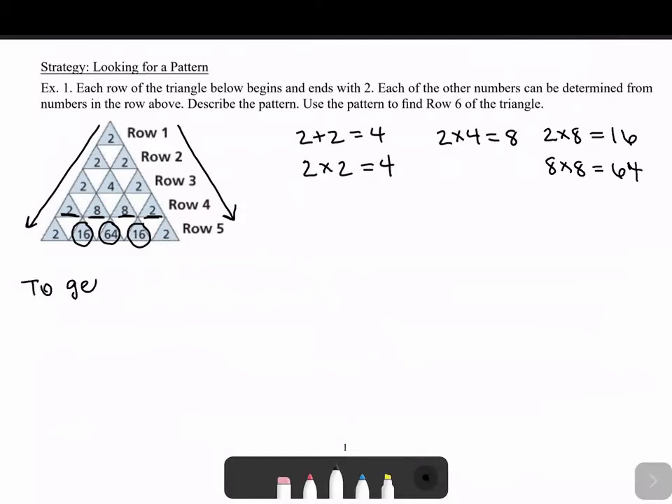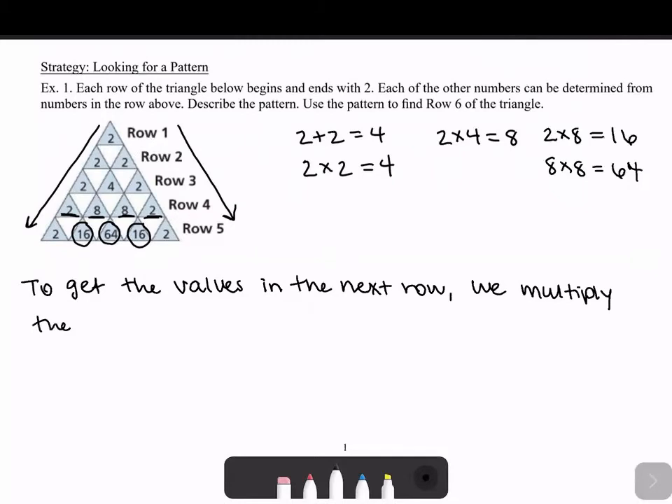So to get the values in the next row, we multiply the two numbers in the row above. So in order to get that 64, we looked right above the 64 and there were 2 8s, so we multiplied those numbers. Okay, so now we have described the pattern, and now we need to use it to find row 6.